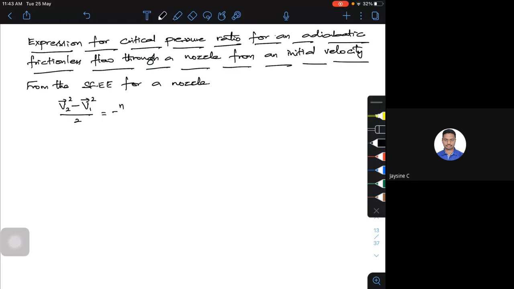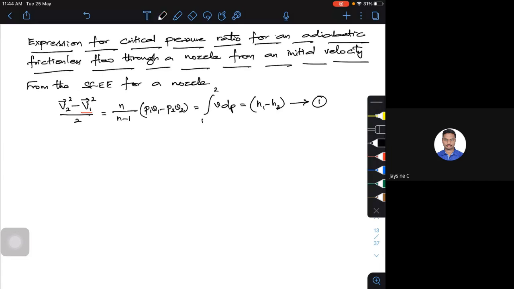One is n by (n minus 1) into (P1 V1 minus P2 V2). This is due to the work done, the work done expression if I am executing a cycle. This is also equal to the integral of VdP, which is also equal to H1 minus H2. So I am writing all the equations in one go. The only thing I am adding here is the V1 square. That's all. The rest of the expressions we have already seen.